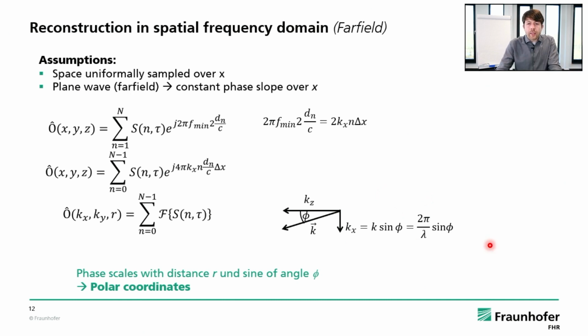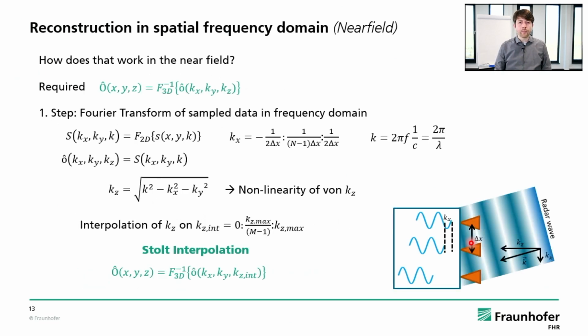And if I know the sine of the angle of arrival and I know the distance, I know exactly the position in polar coordinates. So in the far field, for plane waves, it is nothing else than another Fourier transform, you are done. In the near field, that's a bit more complicated, but it's just another step to be done.